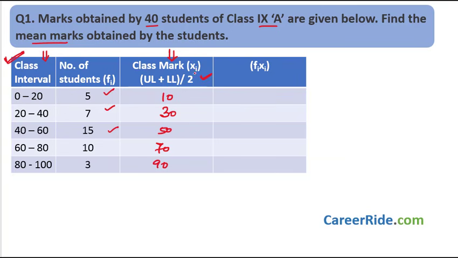So now we have to find out the total marks scored by the students in the first category, right? 0 to 20 marks. What are the total marks? So 5 into 10, right? So this gives us 50. We have seen this in the previous case also, right?